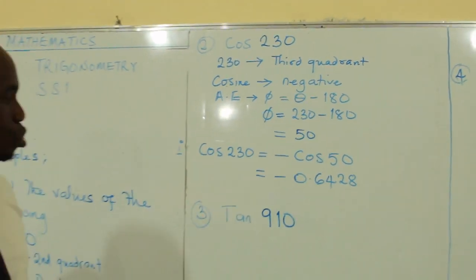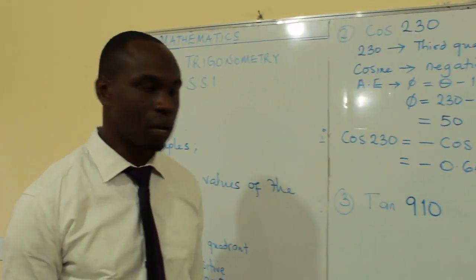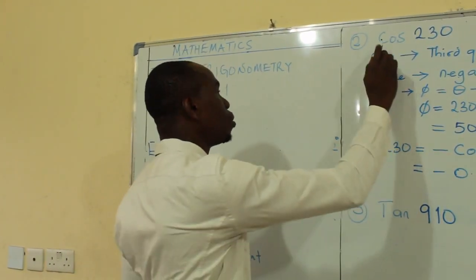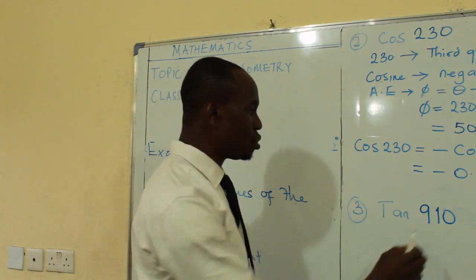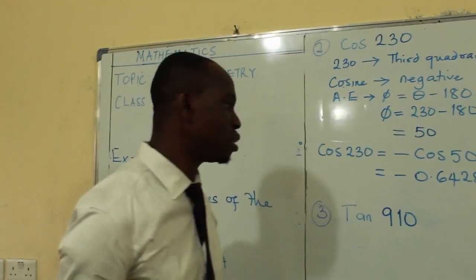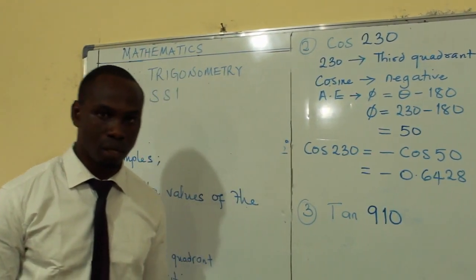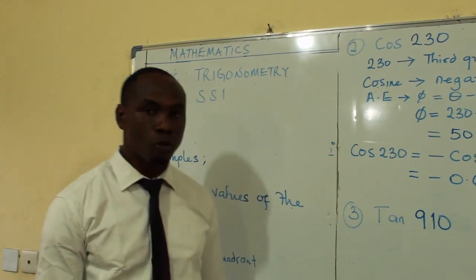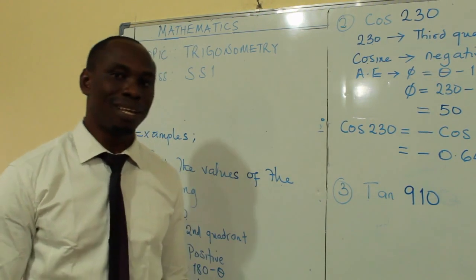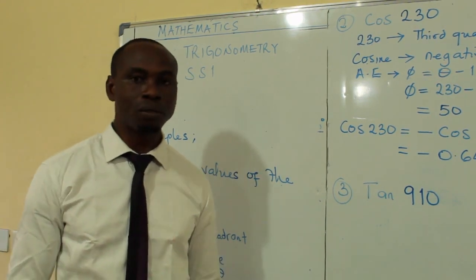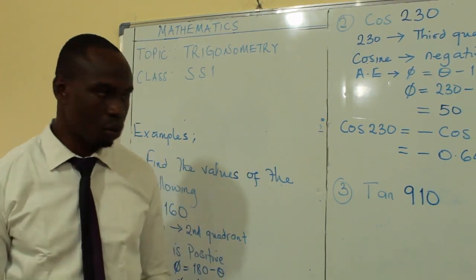I also want you to use your calculator to do this check. You can easily use your calculator to press cos 230 and see if it gives you minus 0.6428. That you can do for confirmation purposes. But the aim is getting this answer without the use of a calculator.